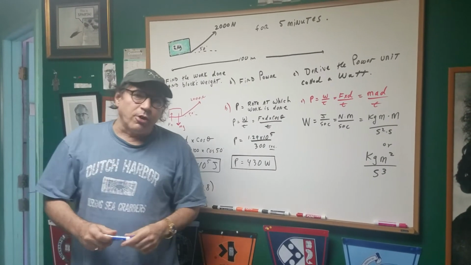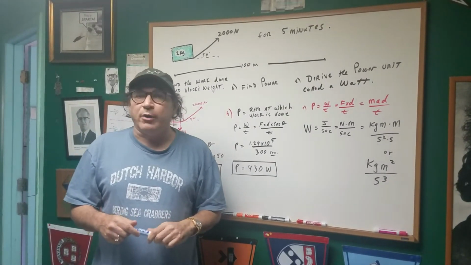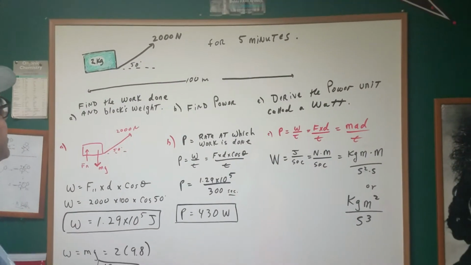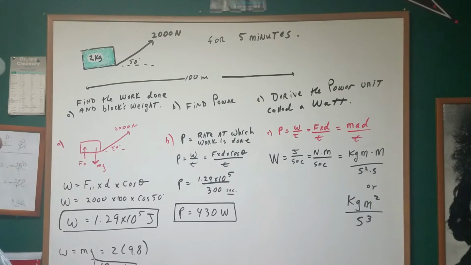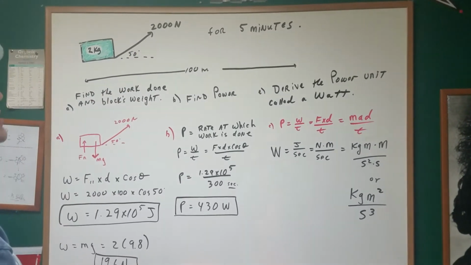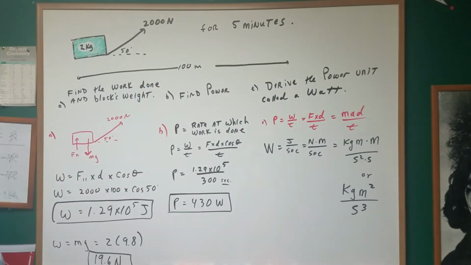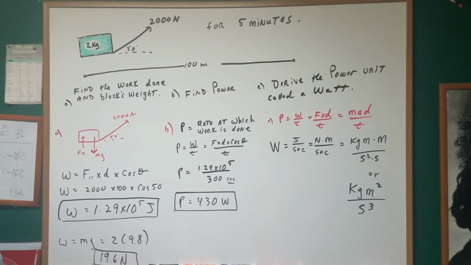Hi, I'd like to go over a question with you illustrating the concepts of work and power. Let's have a look. We have a 2-kilogram box that's being pulled along the horizontal, 50 degrees, and we have a 2,000 Newton force. And we're going to pull it 100 meters for 5 minutes. All right, easy enough scenario.